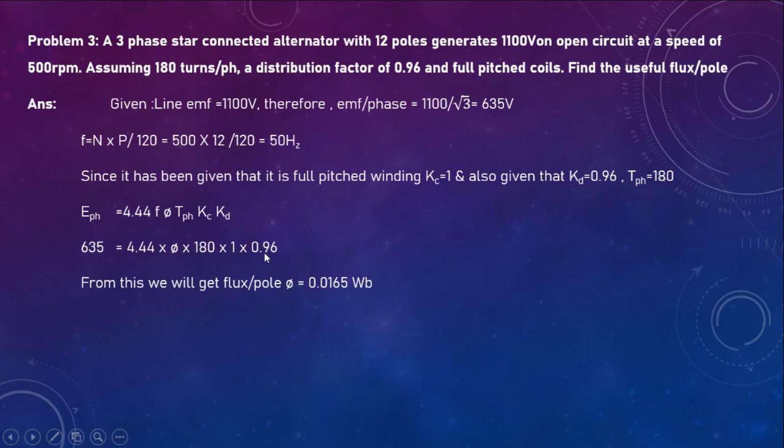Frequency is NP by 120, speed has been given, number of poles has been given, we will get 50 Hz. Formula, straight away substitute: 635 equals 4.44, flux we need to find out, 180. From where do we get 180? 180 turns per phase, it has been given. Full pitch coil, Kc is 1, Kd 0.96 given. So from this we can find out the flux as 0.0165 Wb.